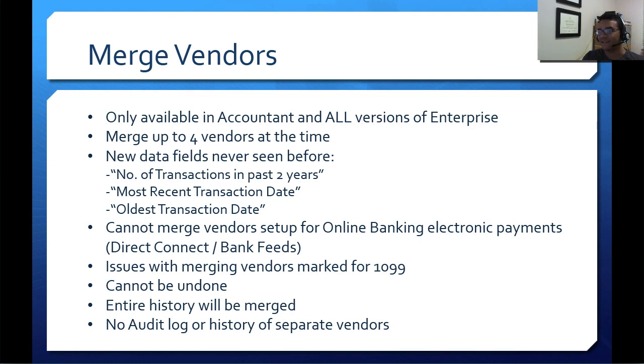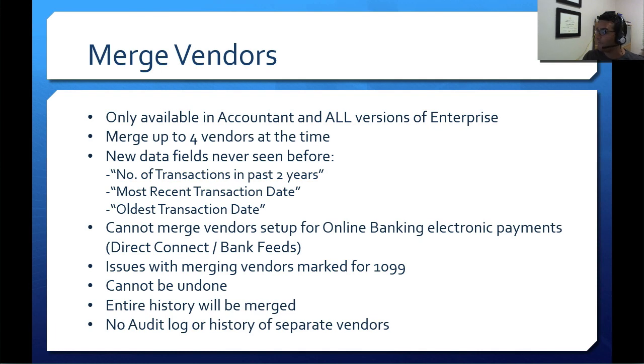A quick note, you cannot merge vendors that are set up for online banking electronic payments. So if you use Direct Connect and you're making direct payments in which the bank basically sends the vendor a check through QuickBooks, you cannot merge those. So you have to remove them from the list of vendors that can be paid online. Also, I've seen some issues in my testing of merging vendors marked for 1099. Now, I was able to merge some, but I got a bunch of error messages, and I didn't prepare a 1099 afterwards. So I'm just going to give you a warning that just be careful with the ones that are marked for 1099.